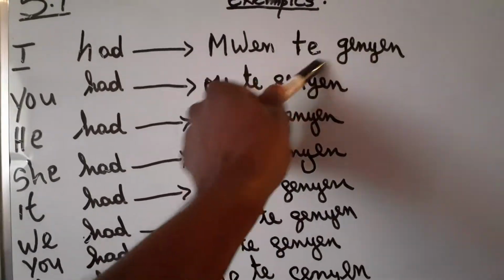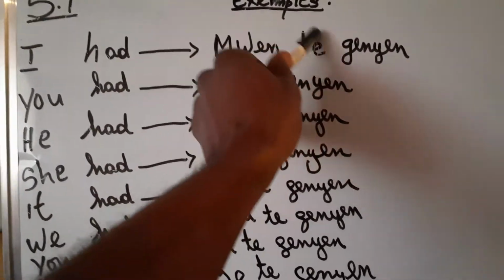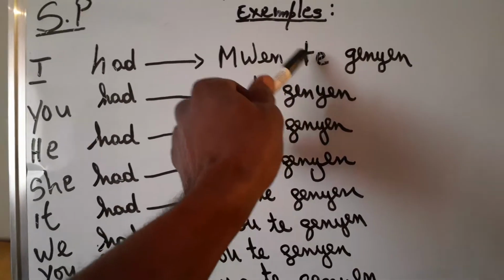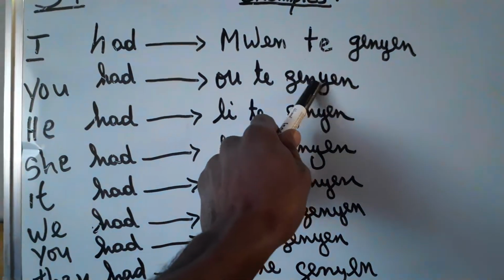When you say te, okay, guys, it marks the past. When we say te in Creole, it means the past, the simple past. You had, ou te genyen.